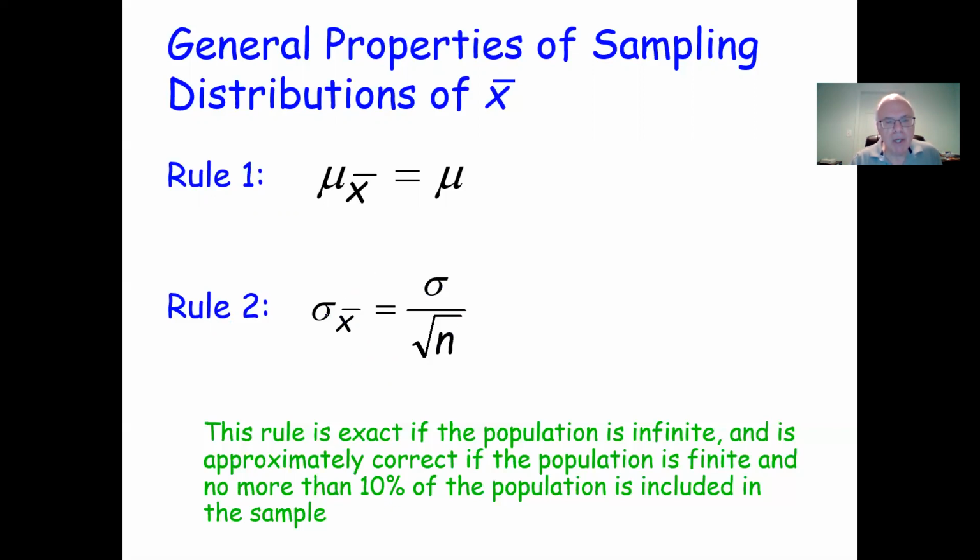All right, so these are the 2 rules we're going to be using whenever we're looking at the sampling distribution of X bar. The mean of all of the sample means is equal to the mean of the population, and the standard deviation of all of the sample means is equal to the standard deviation of the population divided by the square root of the sample size. That's okay.